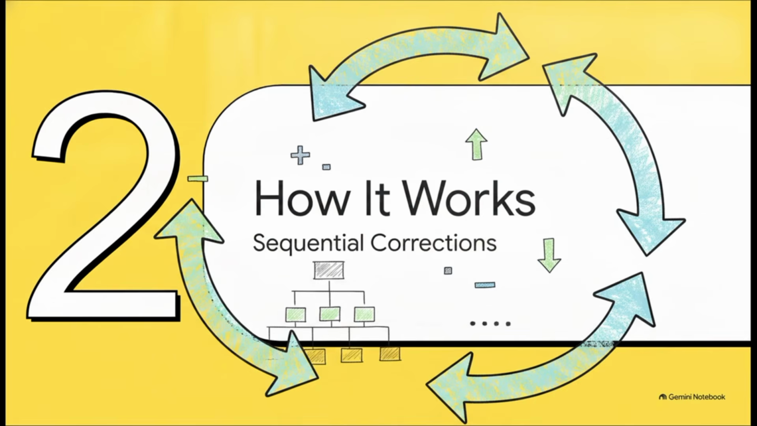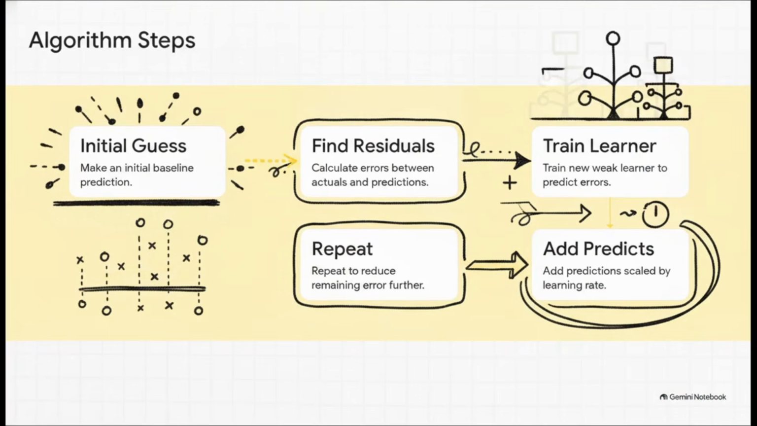Moving right along to Section 2, how gradient boosting works. The mechanics here are actually just a highly logical sequence of corrections. Step 1, make an initial prediction. This is usually just a very basic baseline guess, kind of like taking the average of all the numbers you're trying to predict. Step 2, calculate the residuals. Now, a residual is really just a fancy word for your error. It's the exact difference between your baseline guess and the actual true answer.